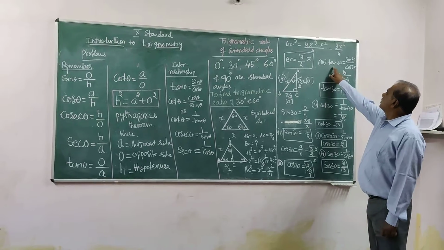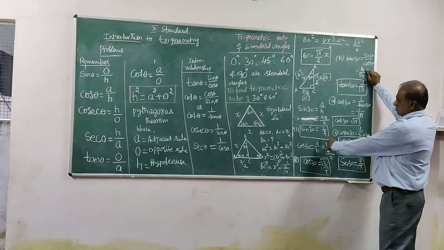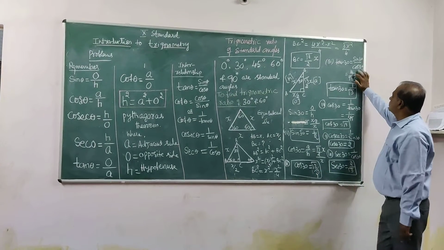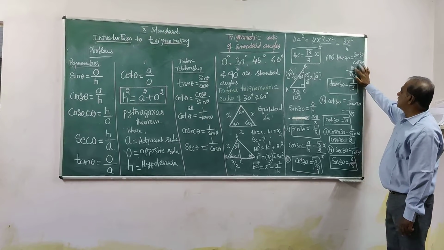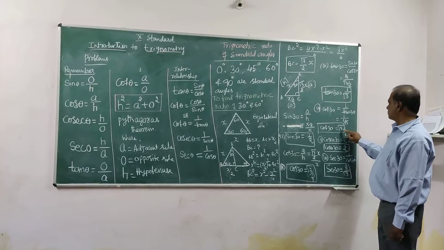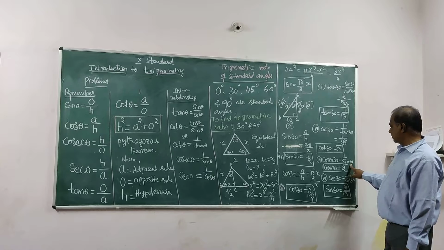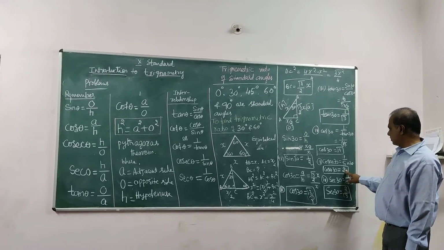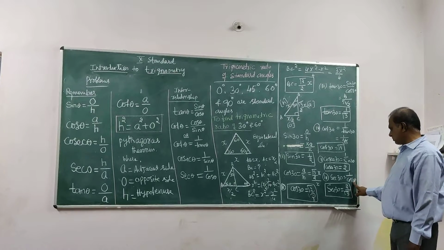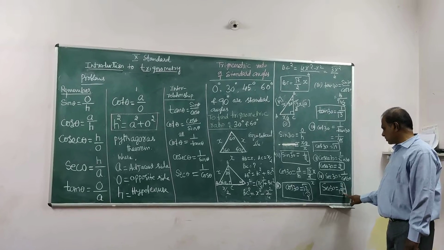Then remaining, tan 30 evaluation, sin by cos. What is sin? This is the one we have done. What is cos? Root 3 by 2. 2 cancels, 1 by root 3. Tan 30 is 1 by root 3. Cot 30, inverse of this, is root 3. Cosecant 30 is 1 over sin 30. That is 1 by 1 by 2, which is 2. Secant 30 is 1 by cos 30. Cos 30 is root 3 by 2. It becomes inverse, 2 by root 3.